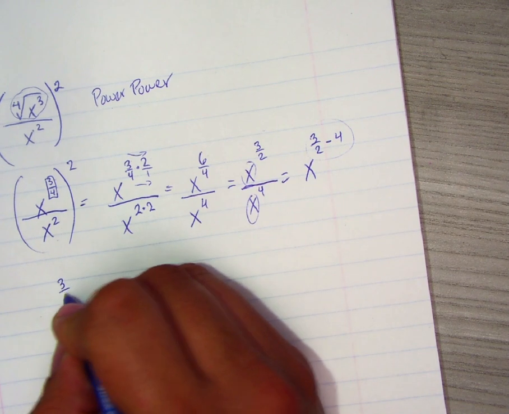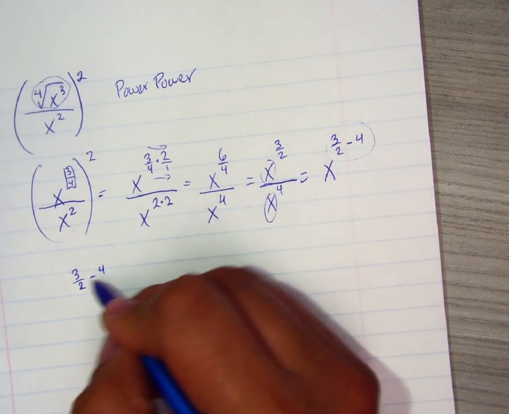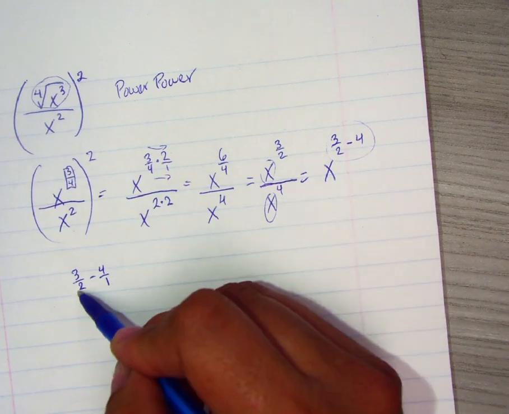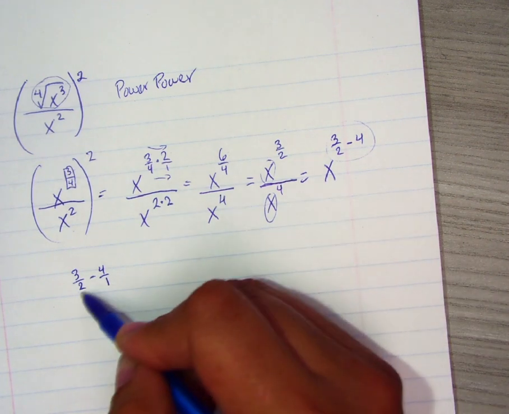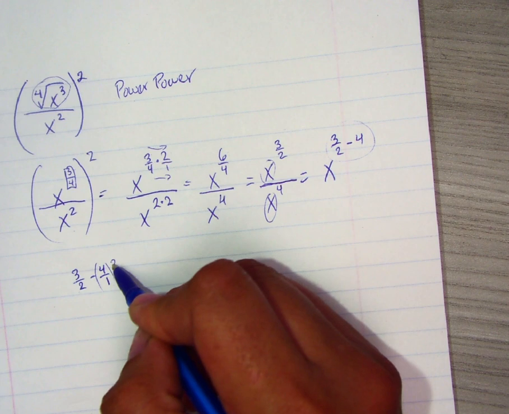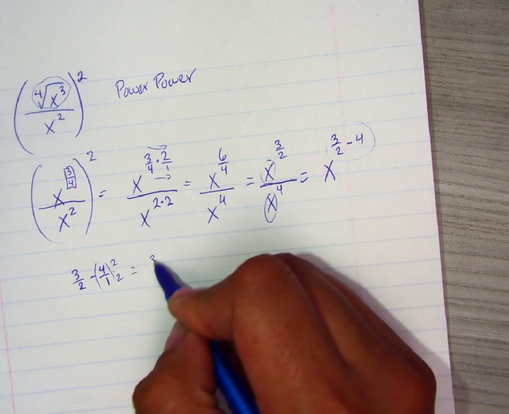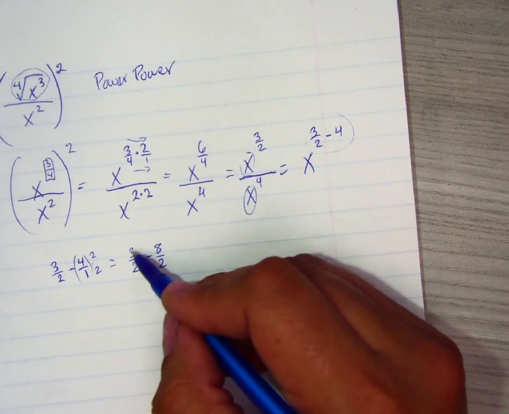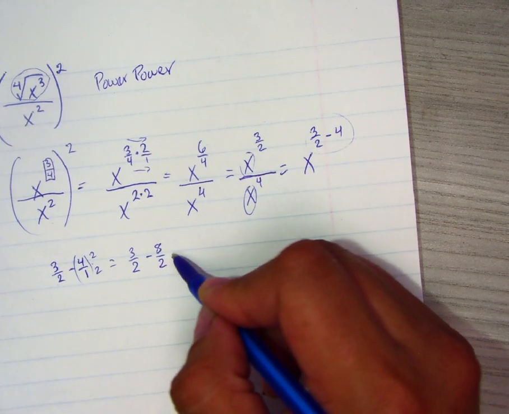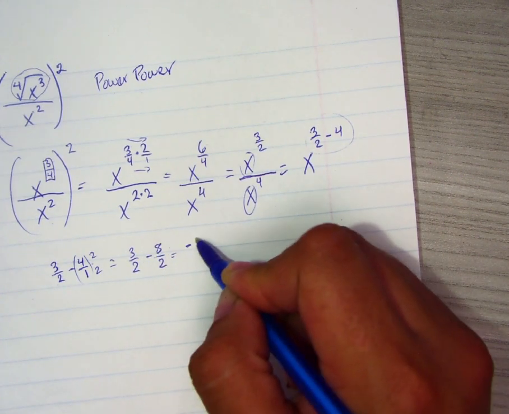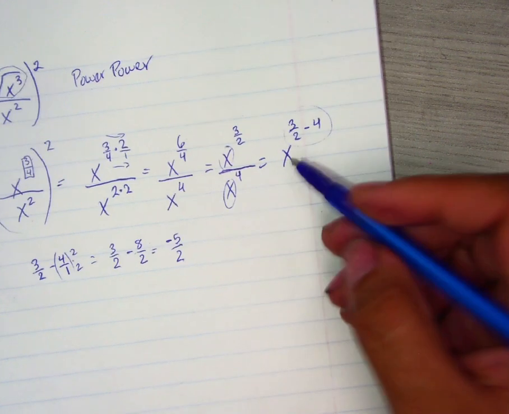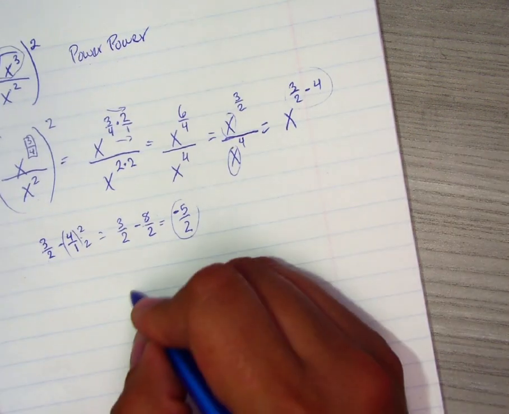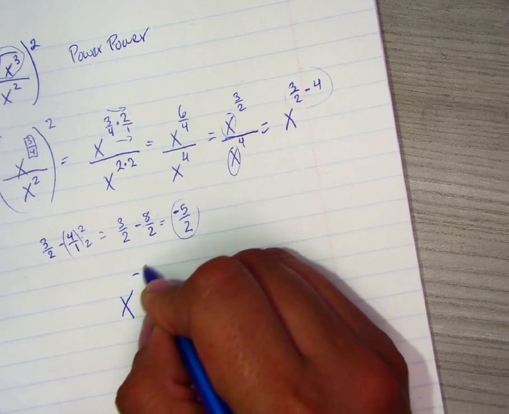So 3/2 minus 4. A fraction minus a whole number, that means we've got to put another over 1 here. You cannot combine until you have common denominators. So we've got to multiply this times 2. And then you have 3/2 minus 8 over 2. Then you only combine numerators, which is 3 minus 8, which is negative 5 over 2. This is the exponent only. So now we can say that we have x to the negative 5 over 2.